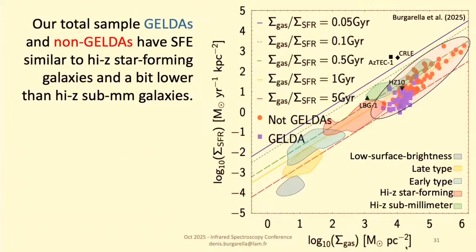We can estimate also the density of star formation, the density of gas, and this is where Galdas and not Galdas are found. So that means that we have star formation efficiencies, which is a ratio of this over this, which is, well, let's say normal, maybe a bit below. These are Lyman Break galaxies at lower redshift. These are sub-millimeter galaxies. So it's about the same range, let's say. You have outliers here, which are very dusty galaxies at high redshift. So all these galaxies are very different from that.